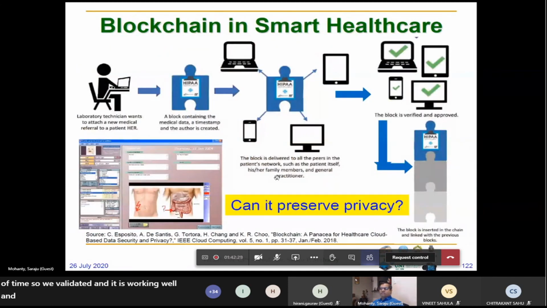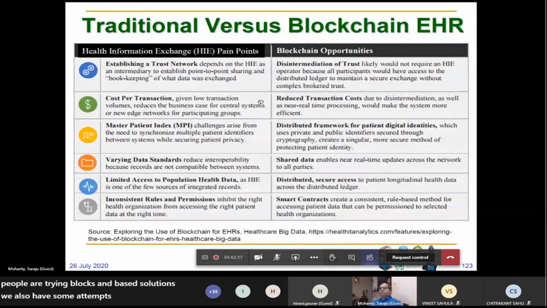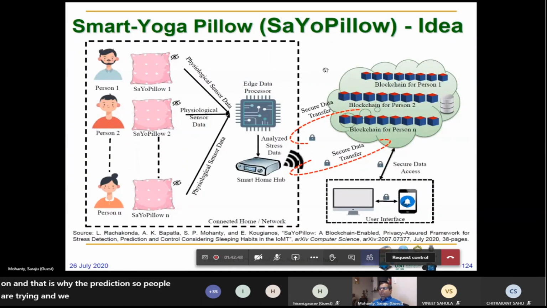Another challenge, from the healthcare data point of view, is that privacy is important. People are trying blockchain-based solutions. We also have some attempts. A blockchain-based solution can potentially give more security, can have better sharing and so on, and that is the prediction. So people are trying, and we have been working on this in our SIOPILO project. In the SIOPILO, we have blockchain that is storing the data, and here each person has one blockchain. Let's say in a family we have 5 pillows, then there are 5 blockchains stored, so that everybody's data stays in a blockchain. And let us say if this SIOPILO goes to market and there are 100 million people using it, then we have 100 blockchains, keeping each person's data secure. That's the idea here.